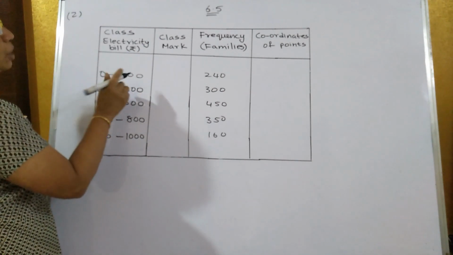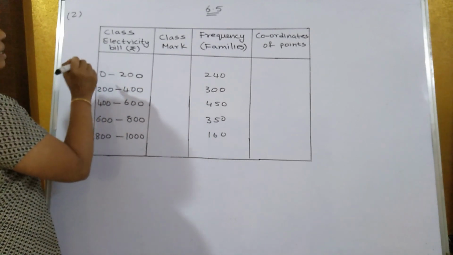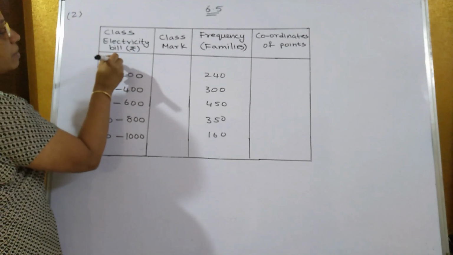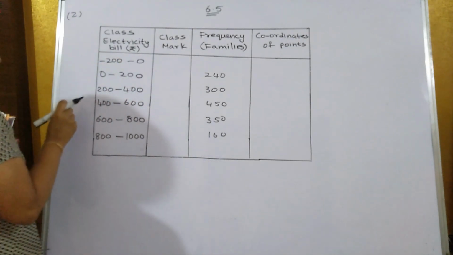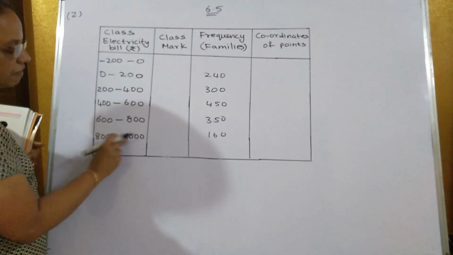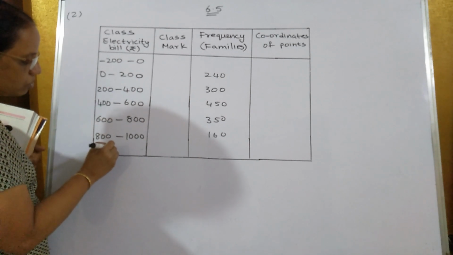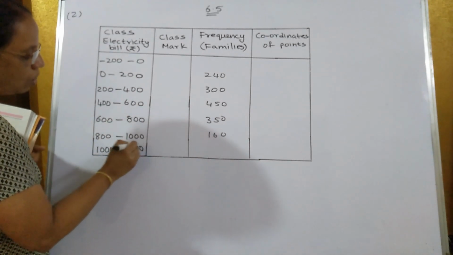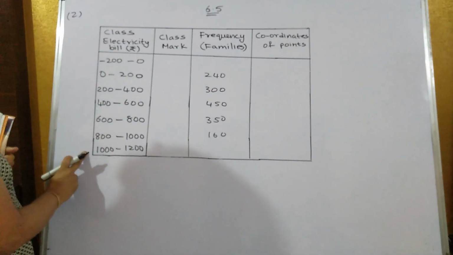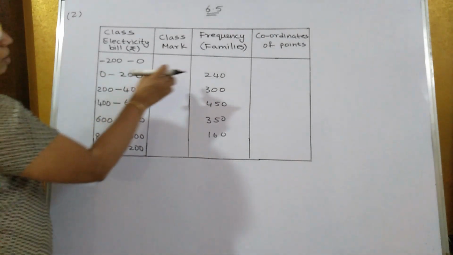The difference in the classes is 200, so here also we should take a difference of 200. Before 0 it is always negative, so this is -200 till 0. So you have to take one class preceding the first one and one class after the last one. The last one we will take extra from 1000 to 1200. So these are the two classes which we have to take extra in plotting a frequency polygon.